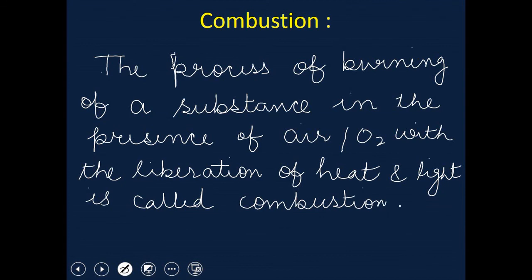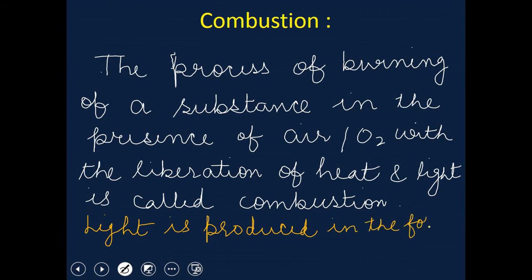So combustion is the process of burning of a substance in the presence of air or oxygen to produce heat and light. And light is produced in the form of flame or glow. That also we can mention here. Light is produced in the form of flame or glow.